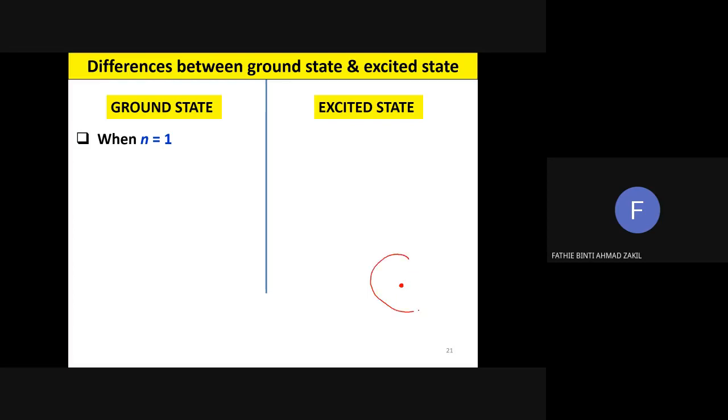Okay, dia ada certain energy level lah. Katalah macam ni, katalah ni adalah you punya nukleus. Okay, ni adalah nukleus.